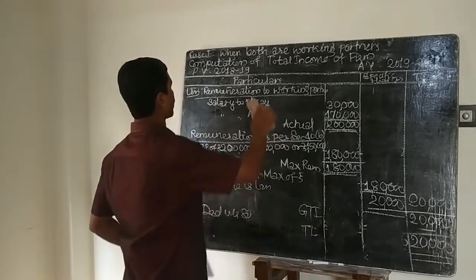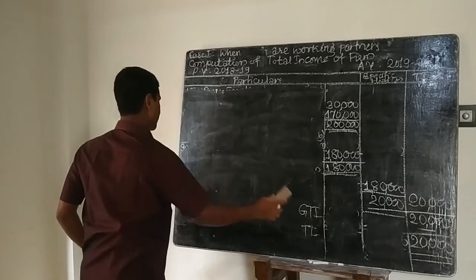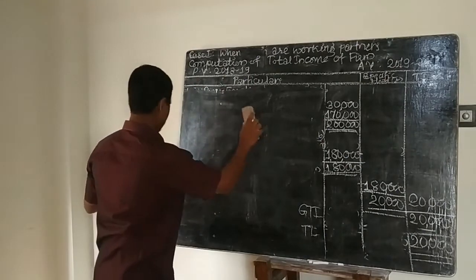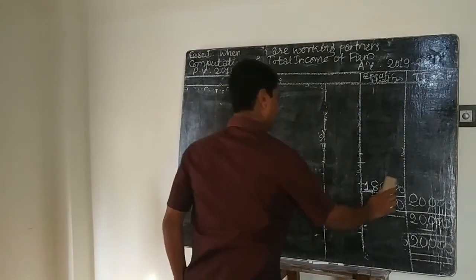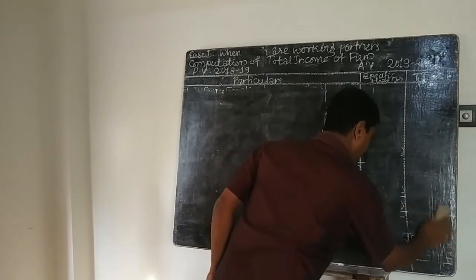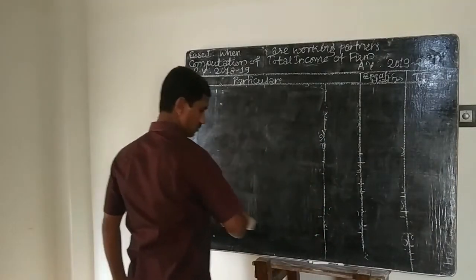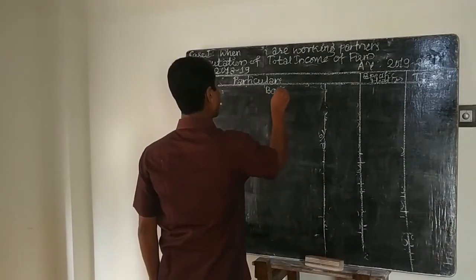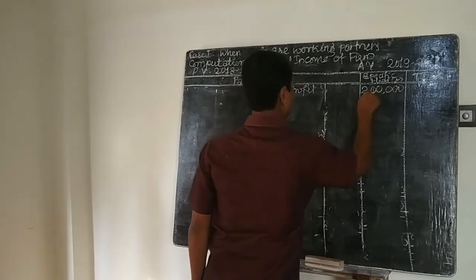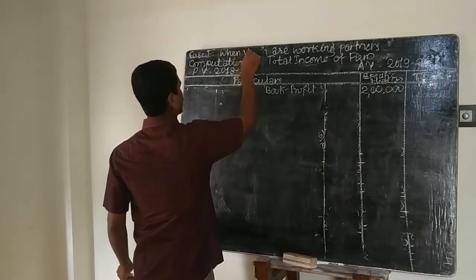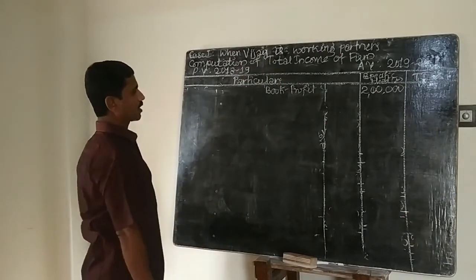The second situation is where Mr. Vijay is the only working partner. I will not repeat the computation of the book profit here. I will directly write the book profit, which we have already computed in the first case. It is 2 lakhs. So 2 lakhs. When Vijay is the only working partner, the book profit is as follows.